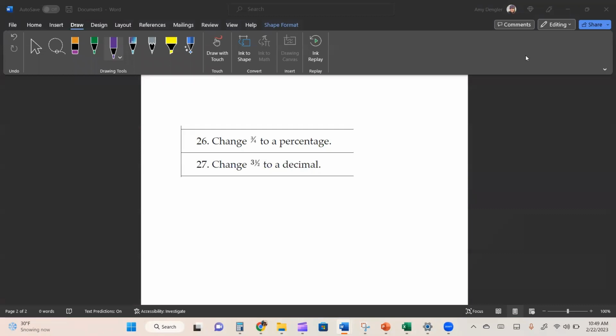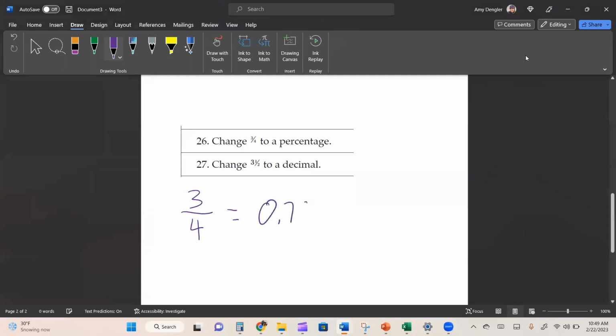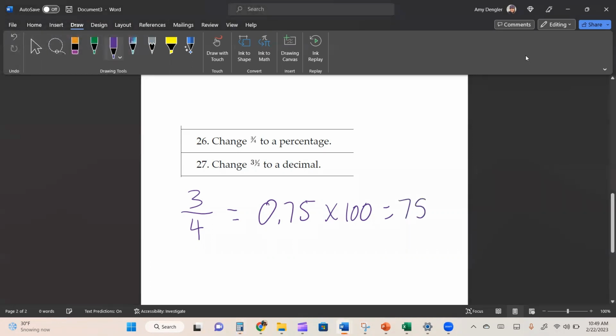Okay, so number 26 on my practice here, we have 3/4, and we need to turn that into a percentage. So to do that, we need to turn our fraction into a decimal. So how do we do that? We divide the top by the bottom. So 3 divided by 4 gives me 0.75. And then I'm going to multiply that by 100, which gives me 75. And add a percent. So 75%.